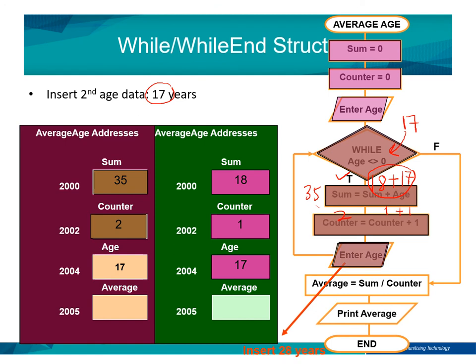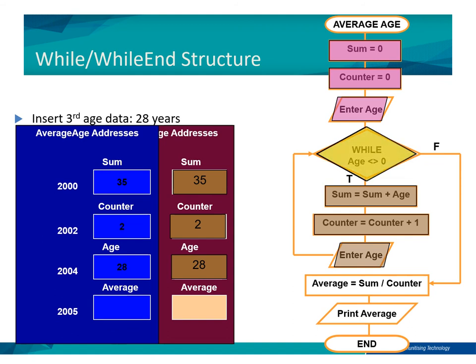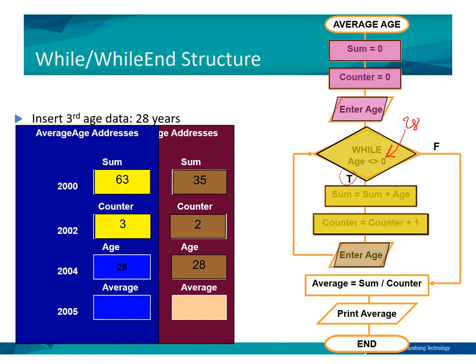Then next we enter the input 28. So this one is true again. It will loop again until it reaches the last loop. For the last one, we enter 0. Since the age here is 0, equal to 0, the condition is false, and then it will exit the loop.